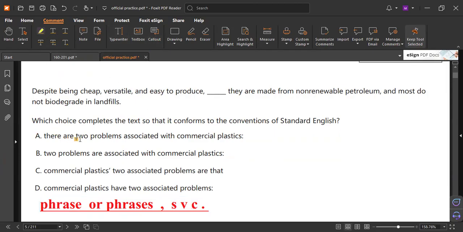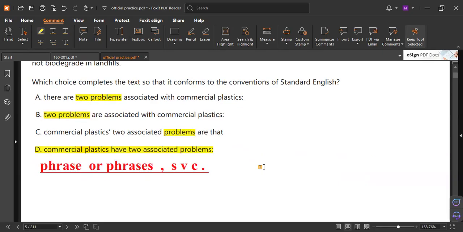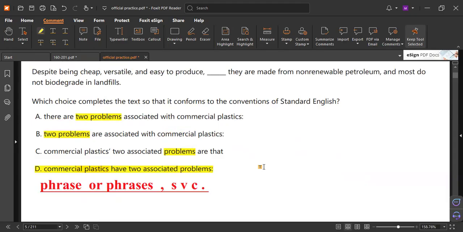Now, fine. There are two problems for commercial plastics. Look, problems again. So I just find the subject here, commercial plastics. Logically, commercial plastics, so letter B. That's why. Look, subject. Clear now? Yes. But what is the phrase here?